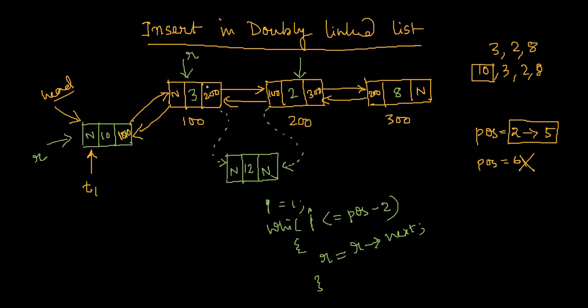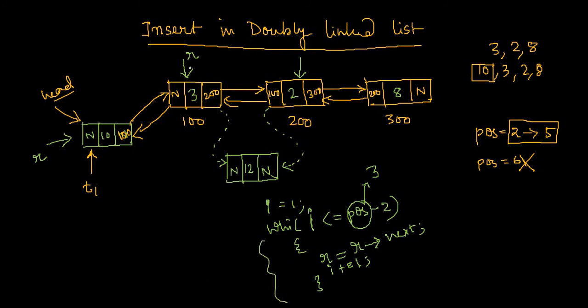R is pointing somewhere here. In this example, pos is equal to 3. So 3 minus 2 equal to 1, and I was 1. So 1 less than equal to 1 is true. R becomes R next, so now R will come here. Then I will be incremented by 1, so I will become 2. So 2 less than equal to 1 will be false and the loop will break, and you see you are pointing here. So by logic you are correct.